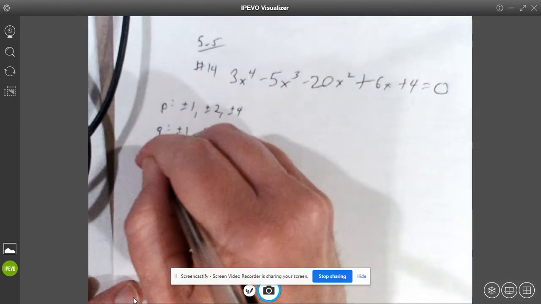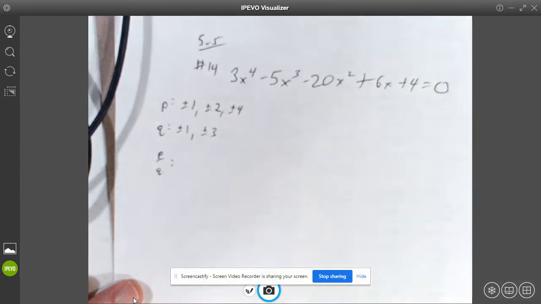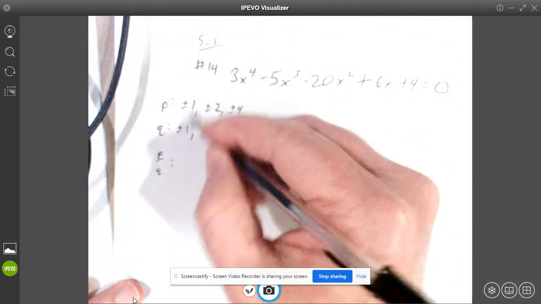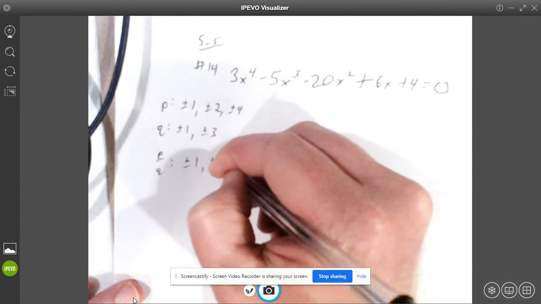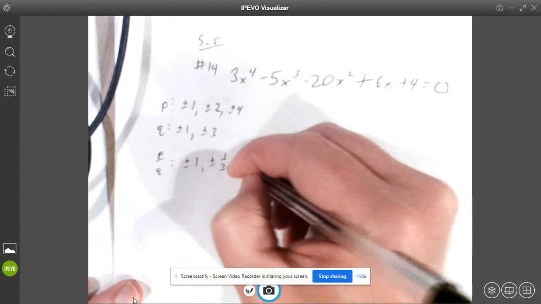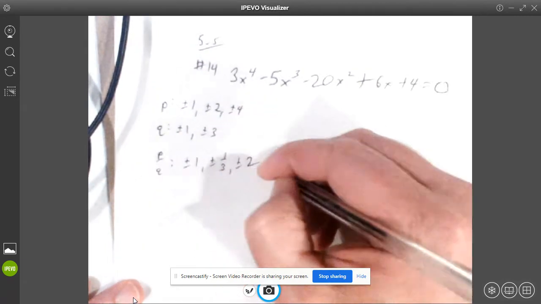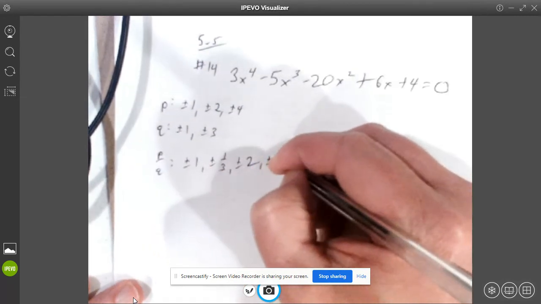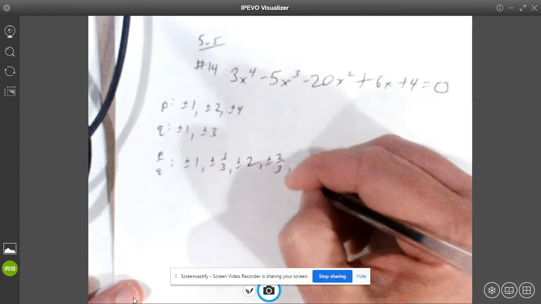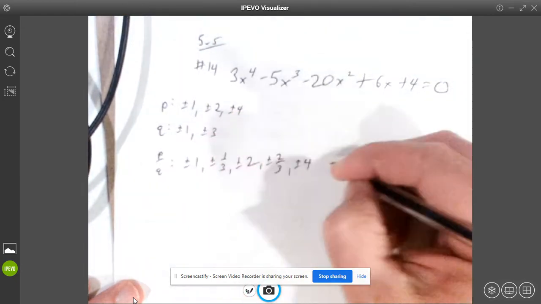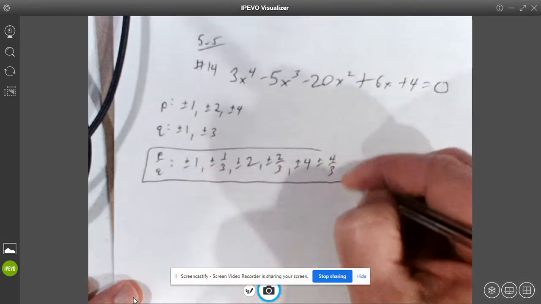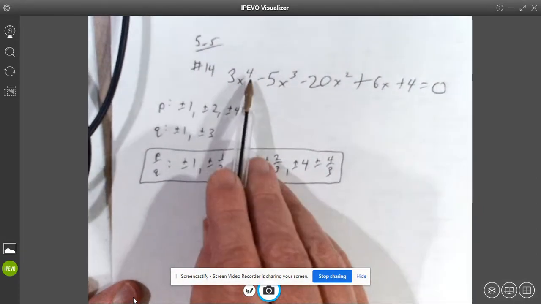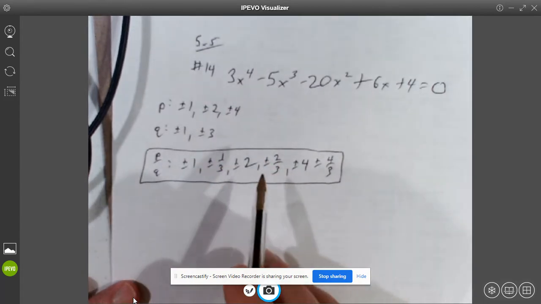All right. So I want to find all the different combinations of P over Q. So I start looking at those. It could be 1 over 1, or it could be 1 over 3, 1/3. Could be 2 over 1, or it could be 2 over 3, 2/3. And finally, it could be 4 over 1, or 4 over 3. All right. So here's my list of possible candidates. Now, again, could be as many as 4 of these. But here are my possibilities.